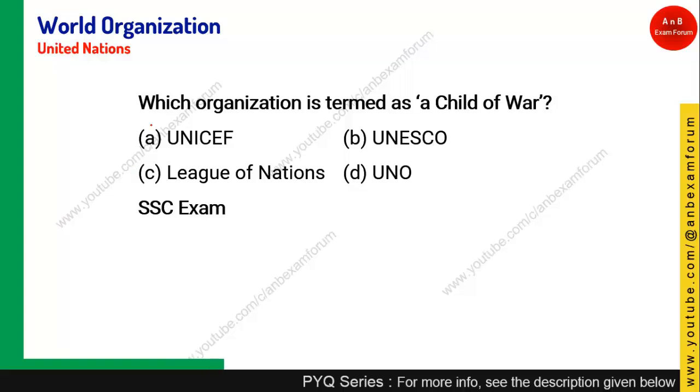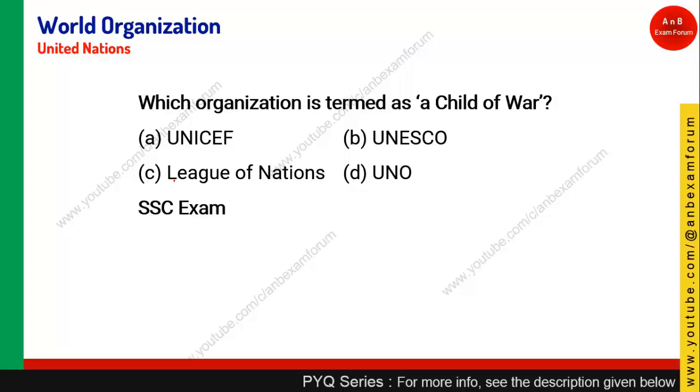The next question is, which organization is termed as child of war? These are the 4 options, and this question was asked in the SSC exam. If you see, they have not given the full form: UNICEF, UNESCO, League of Nations, and United Nations Organization. So those who have given UNO, they are incorrect. The answer is League of Nations.